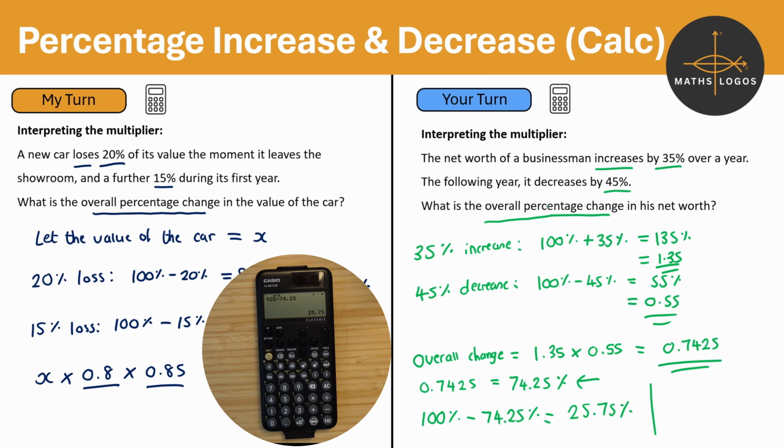25.75%. Question was, what's the overall percentage change in his net worth? We're going to say a 25.75% decrease. And it's really important we put in that word so that we know it went down or up.